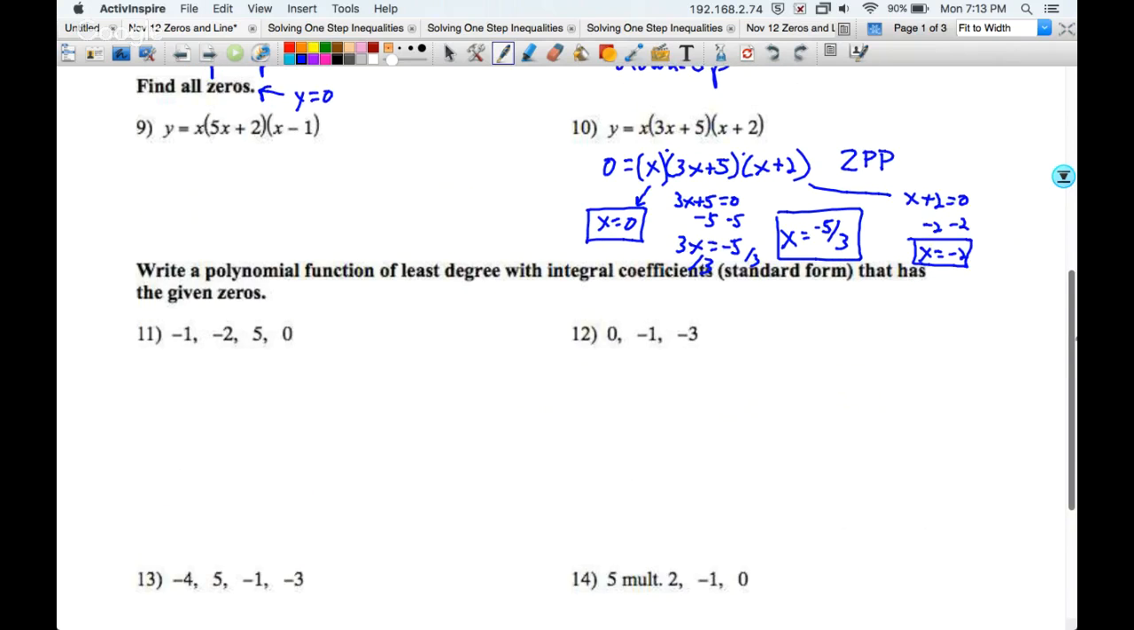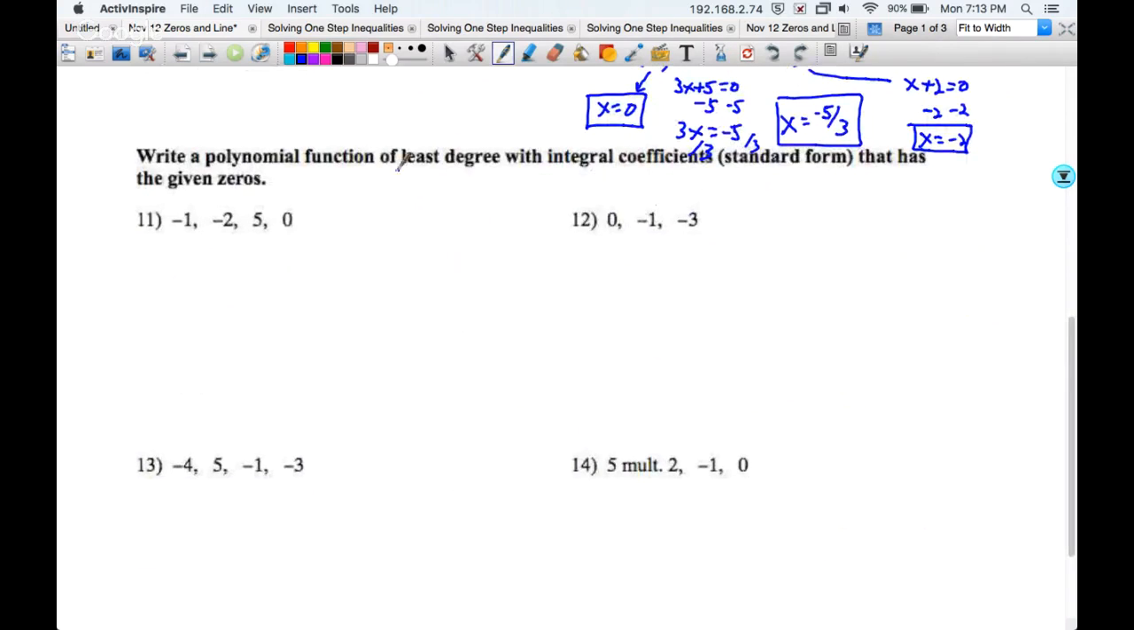All right. Write a polynomial function of least degree. What does this mean here? With integral coefficients that has the given zeros. Well, least degree with integral coefficients, that just means standard form. And the thing is, with like number 11 here, it's got these 4 zeros. We're going to say these are the only 4 zeros. Because technically, I could just keep adding in factors, and I could still keep these 4, but I want the smallest possible. So I want only these 4 and nothing else.